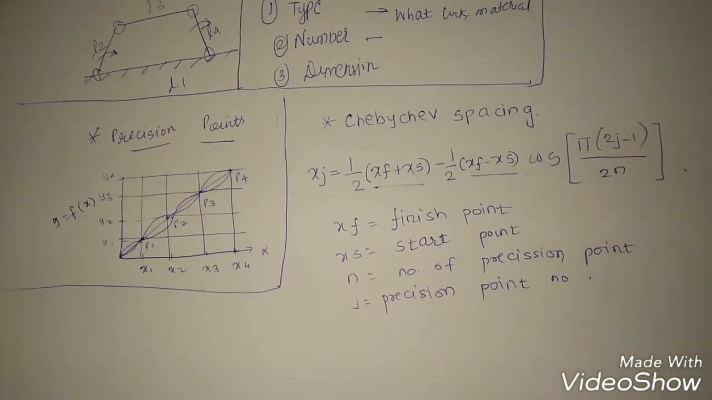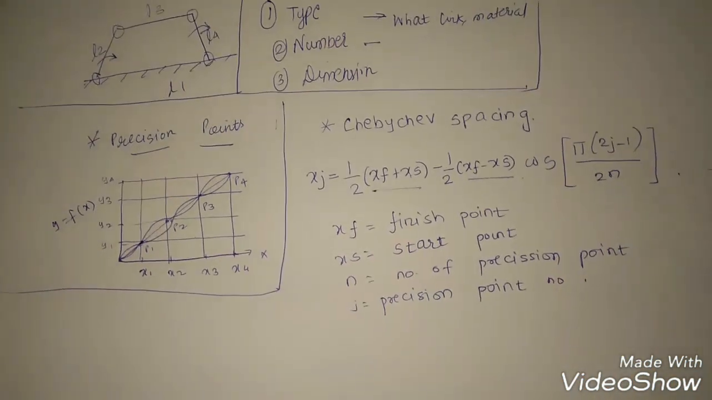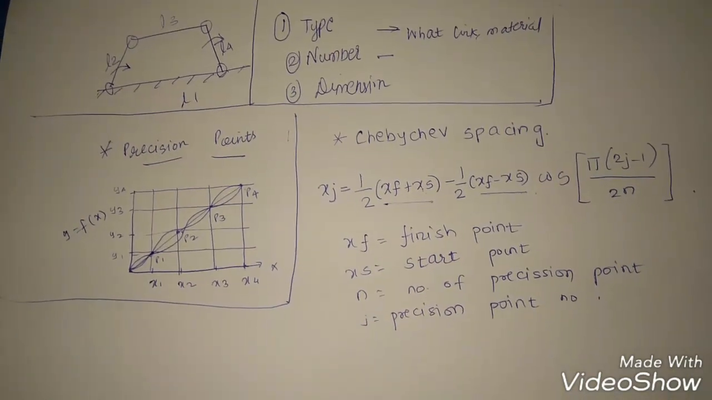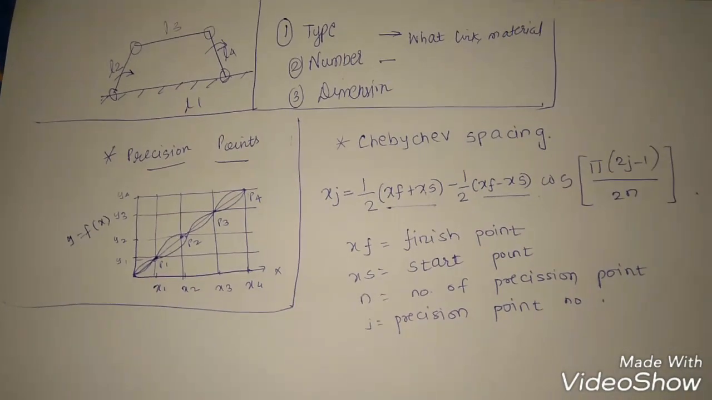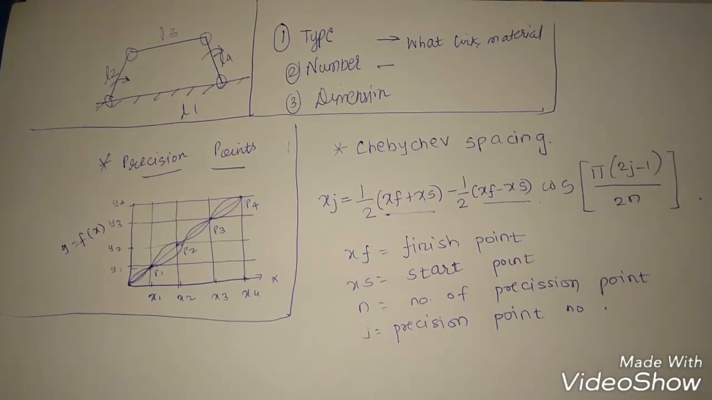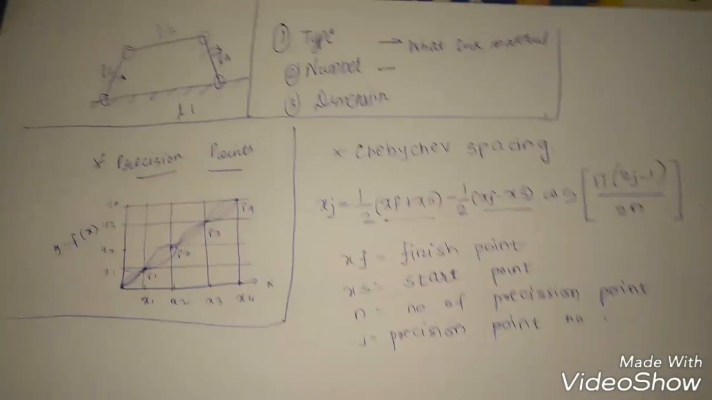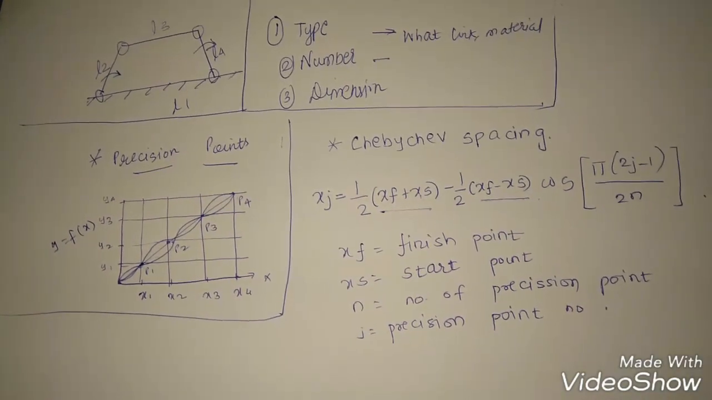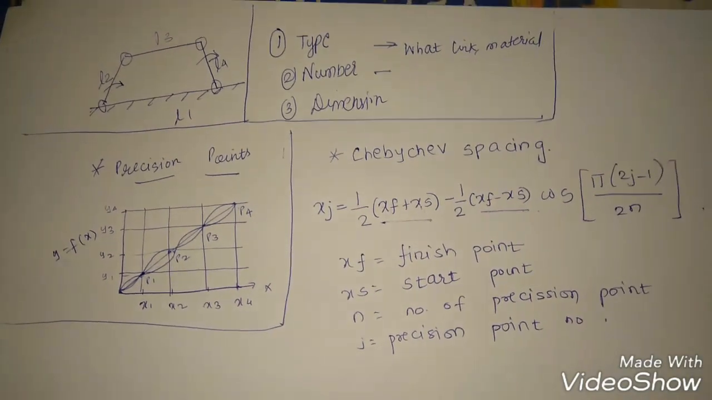Keep your calculator in the radian mode, because the term inside the cos does not have any trigonometric function, so it needs to be in radians to get the correct answer for the following numerical. Consider keeping your calculator in the radian mode for Chebyshev spacing.